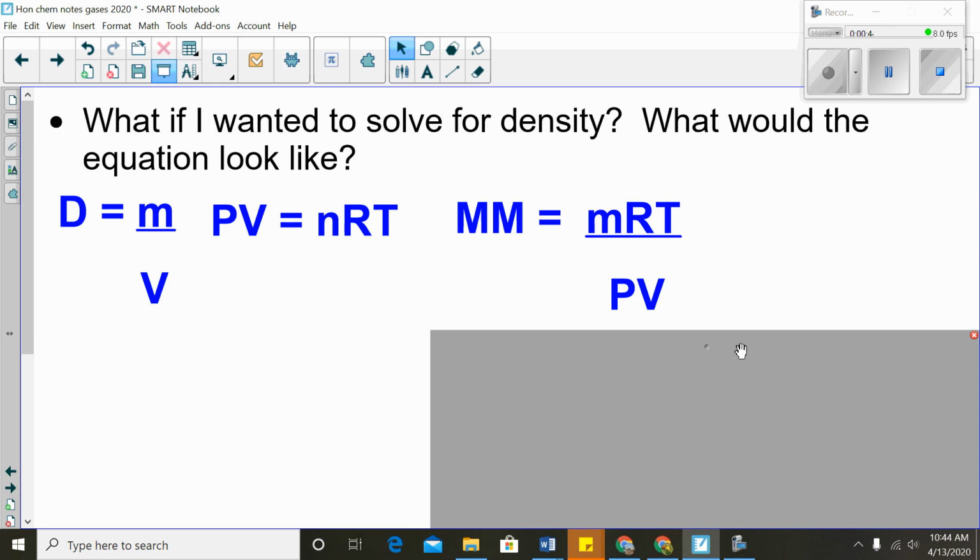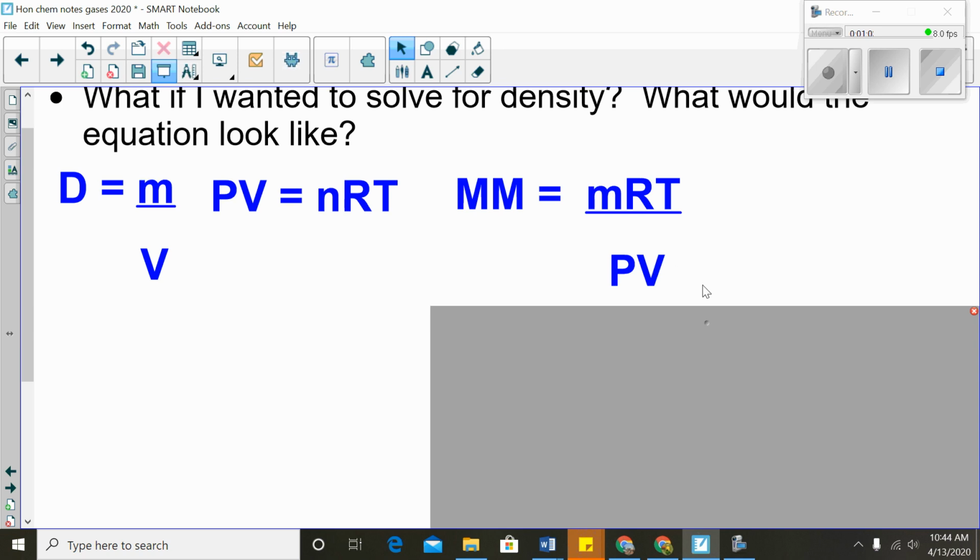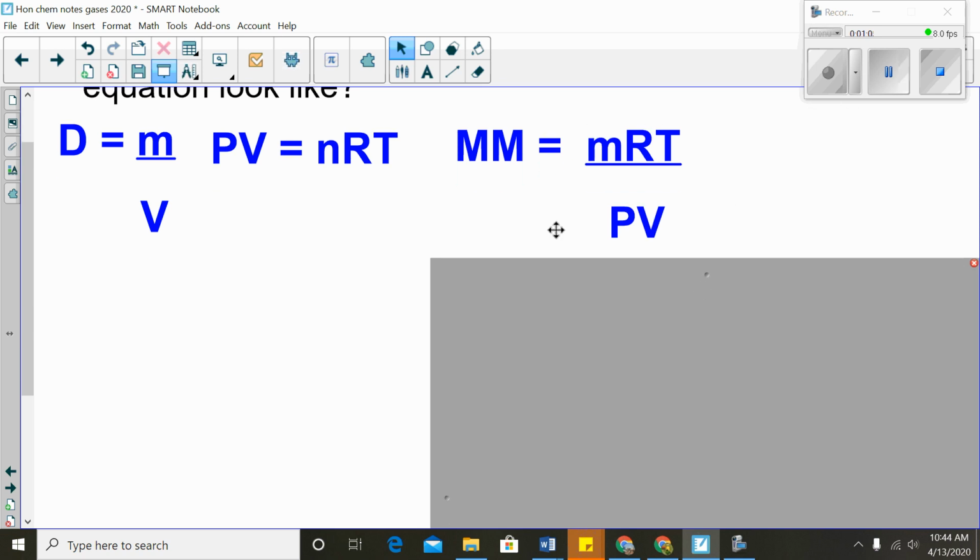Now if you take a look at this equation that solves for molar mass, what is molar mass equal to? Do you see this M over V? Do you recognize that? That M over V is density. So we can rearrange this so that M over V is by itself. That's what I'd like to show you now, is how we can rearrange this equation that solves for molar mass to have it solve for density.